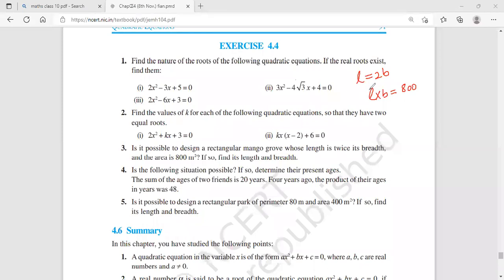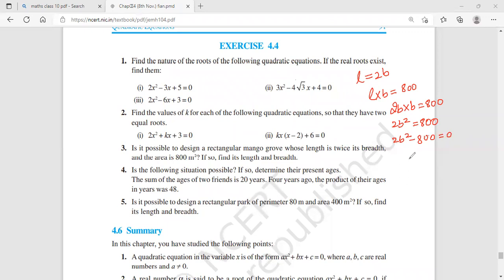Now, what is the value of L? The value of L is given as 2B. So let me write 2B into B equals 800. So what we have got is 2b square equal to 800. Okay. Now, here itself we'll get to know, yes, we can find the value of b here. B comes out to be 20 something. But let's prove it that you can find it. Okay. 2b square minus 800 is equal to 0.